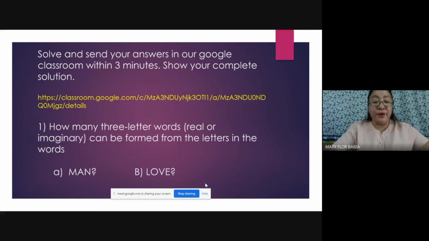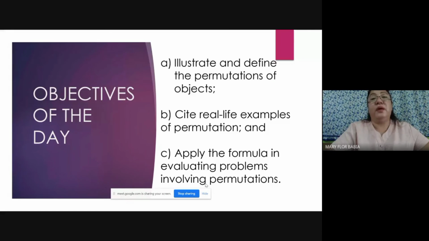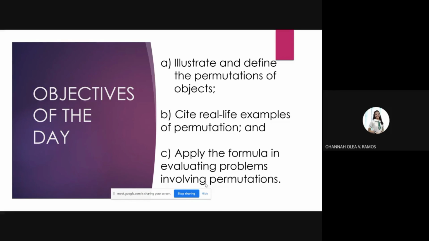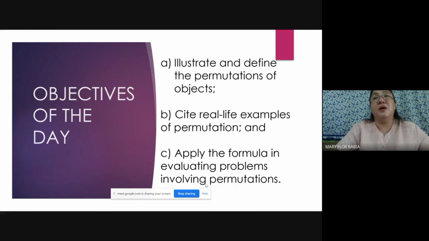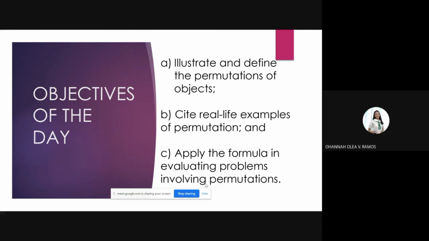So I think we are done with the topic that we want to achieve for this afternoon. We'll go back to our objectives to see if we were able to achieve all the objectives we started with today. Illustrate and define the permutations of objects. Yes, ma'am. Okay, how? We did interactive activities like the one earlier, and it was explained in the videos, ma'am.